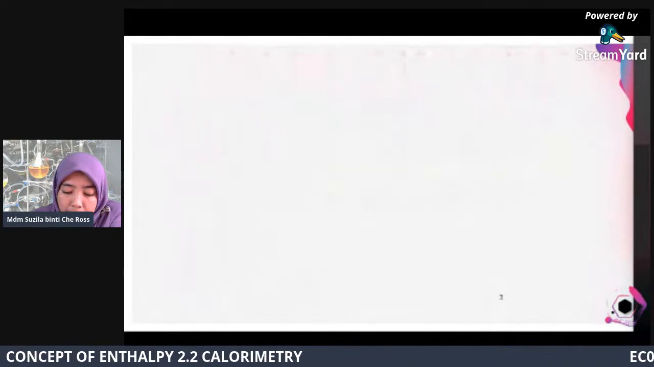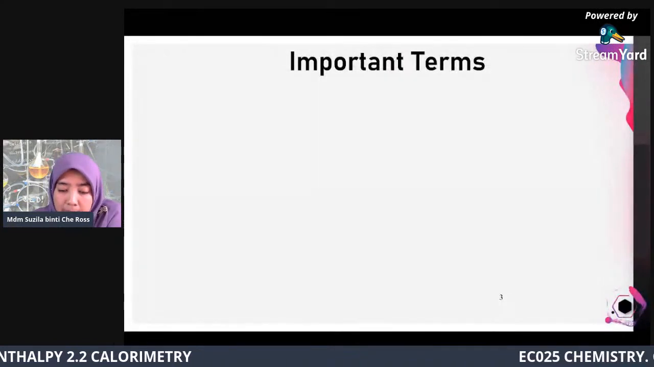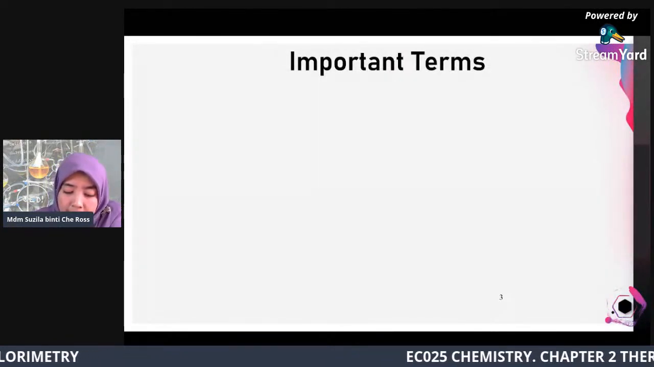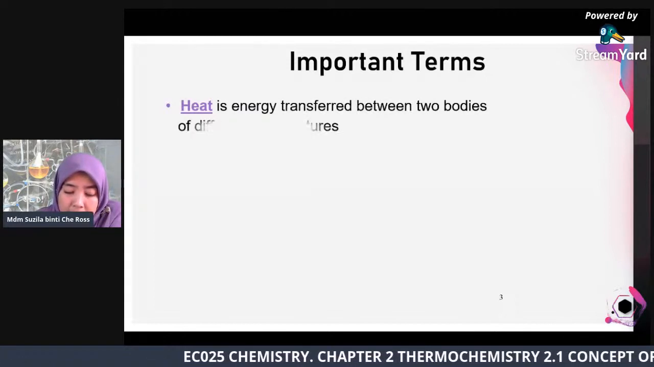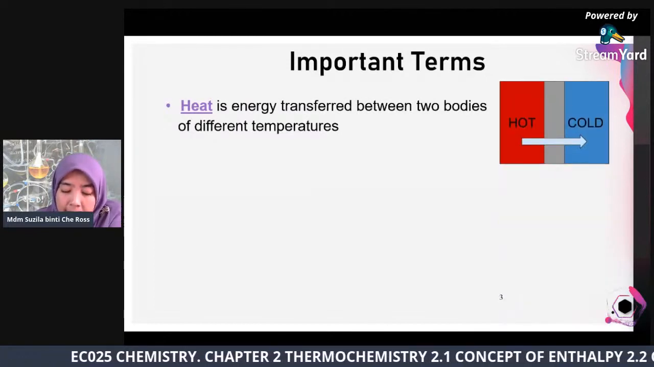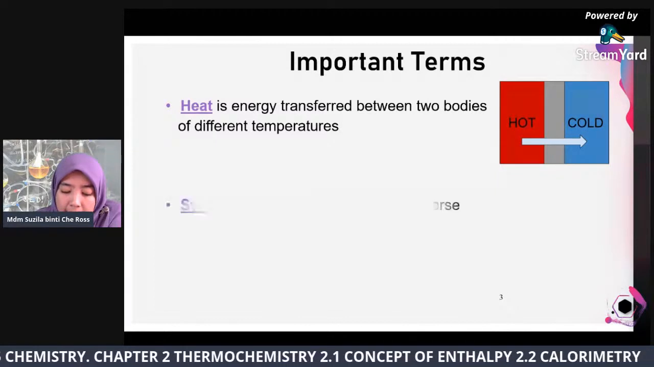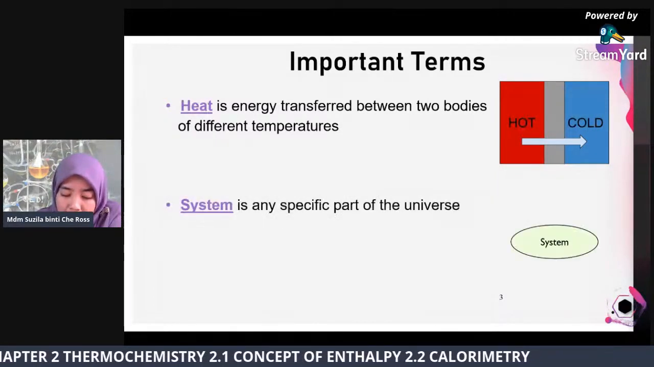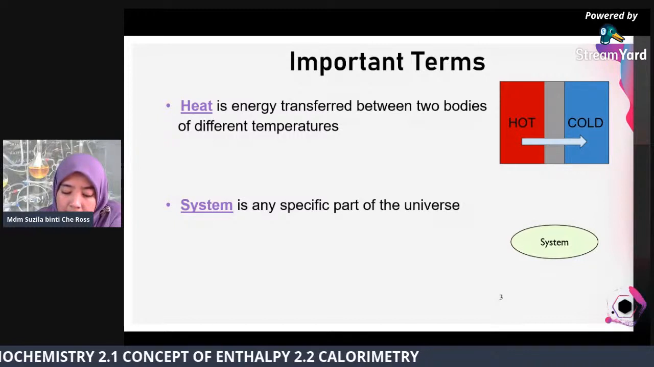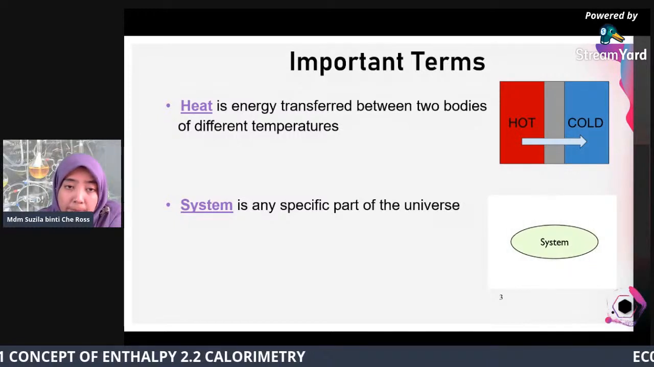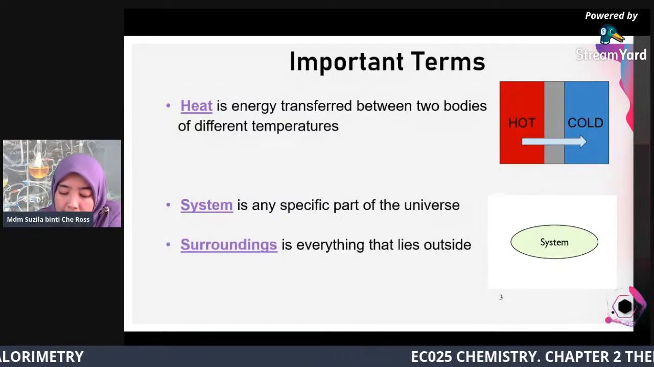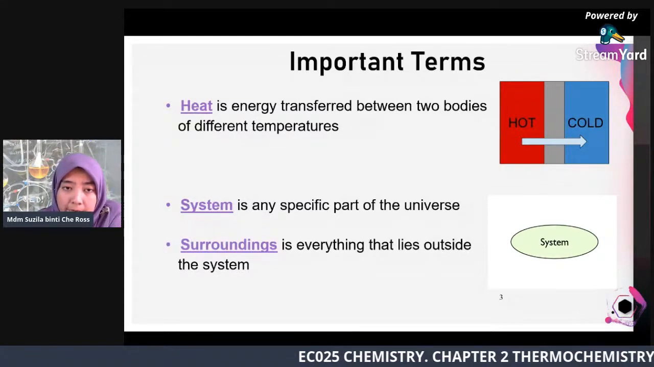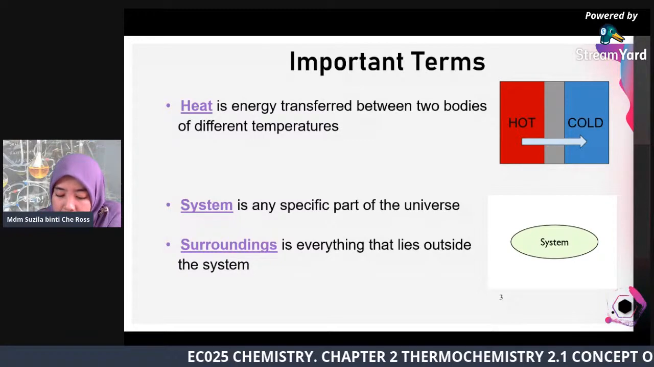Okay, so before we go for more detail about this subtopic, there are some important terms that you need to be familiar with, which is heat. Heat is energy transfer between two bodies at different temperature. And then system is any specific part of the universe. And the last one is surrounding. Surrounding is everything that lies outside the system.